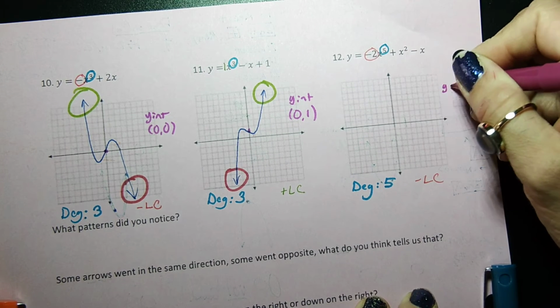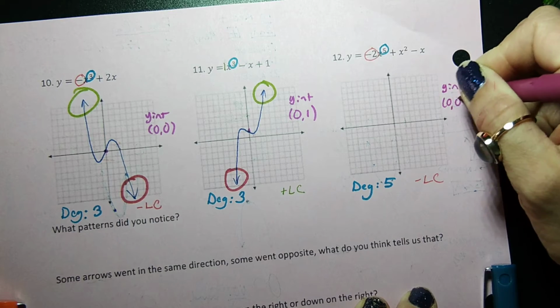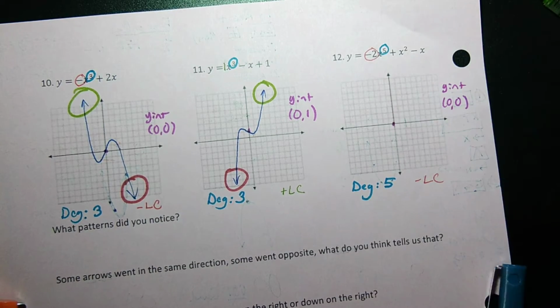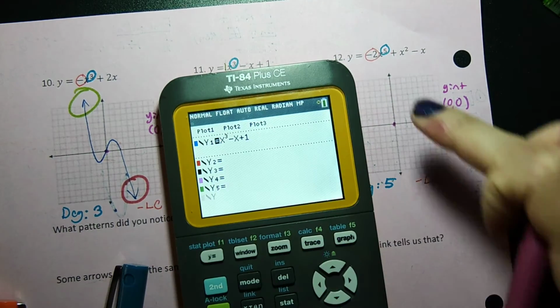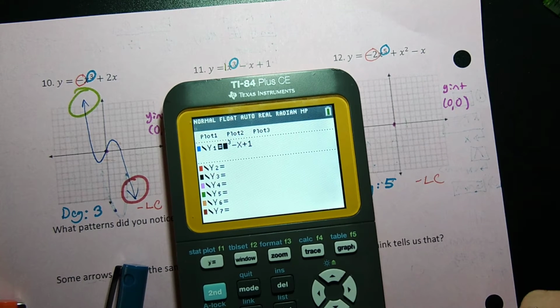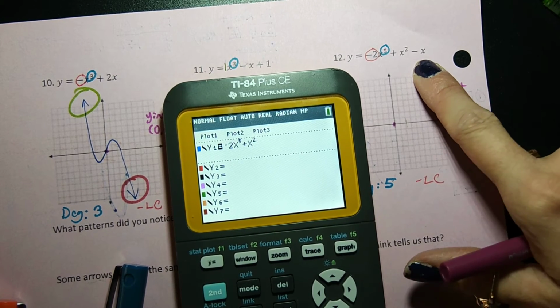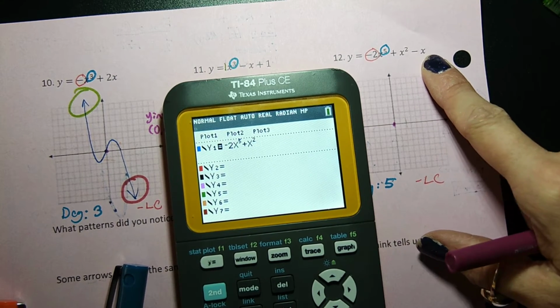What's the y-intercept of number 12 going to be? 0, 0, 0. Put a point there. And when we type in -2, we're going to use a little negative. -2x. Ooh, this one's a power of 5. Degree 5, everyone. Let's see. Caret button 5. Arrow over to escape the exponent. Plus x squared. Arrow over to escape the exponent. Minus x. Not negative x. Minus x.